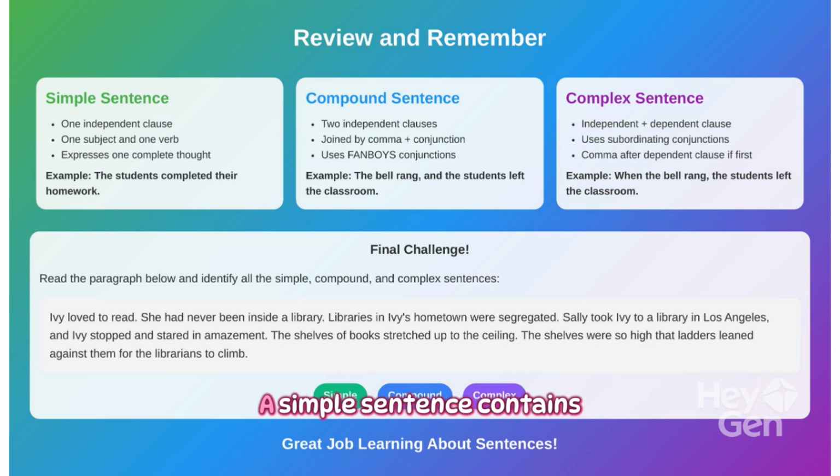branches. A simple sentence contains one independent clause with a subject and verb, like Ivy loved to read. A compound sentence joins two independent clauses with a conjunction, such as Sally took Ivy to a library in Los Angeles and Ivy stopped and stared in amazement. A complex sentence combines an independent and a dependent clause, like when the bell rang, the students left the classroom.